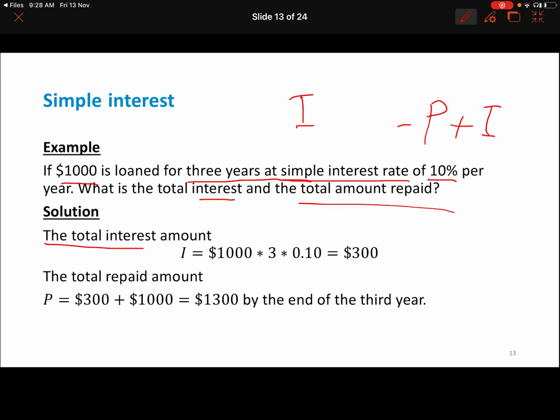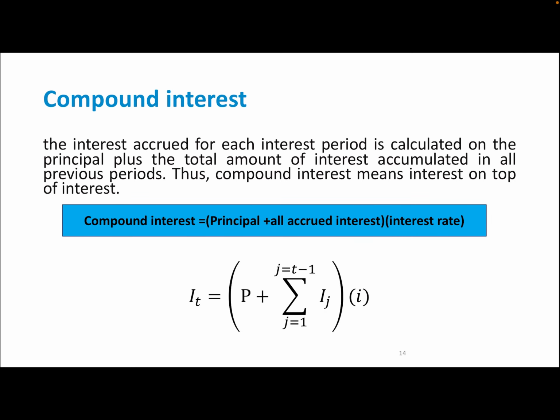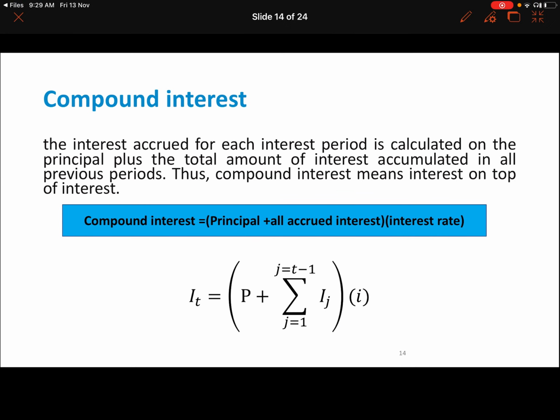Okay, the total interest amount is I equals 1,000 multiplied by 3 multiplied by 0.1, which is 300. This is the increase over the 1,000. This means that the new principal after 3 years is 1,300. Let's call this P star, 1,300 after 3 years. Okay.